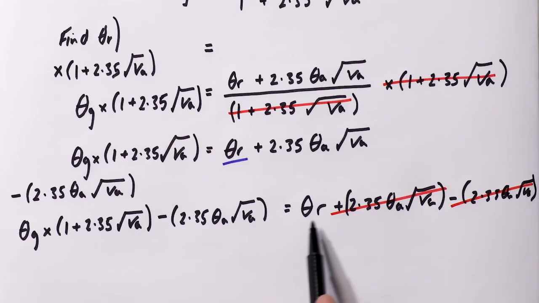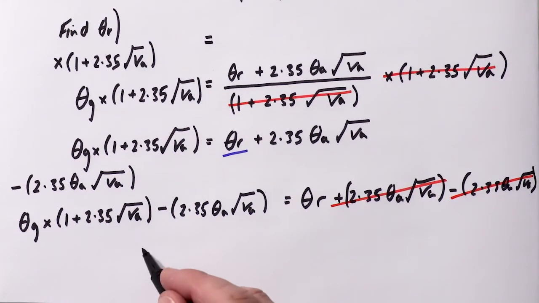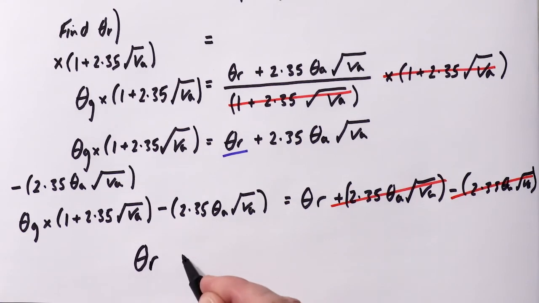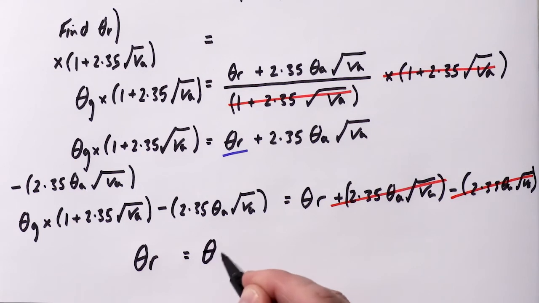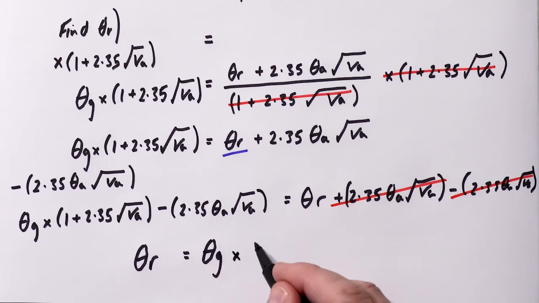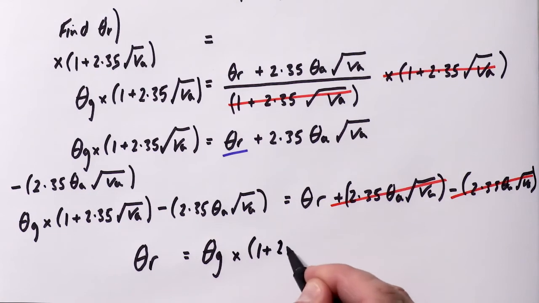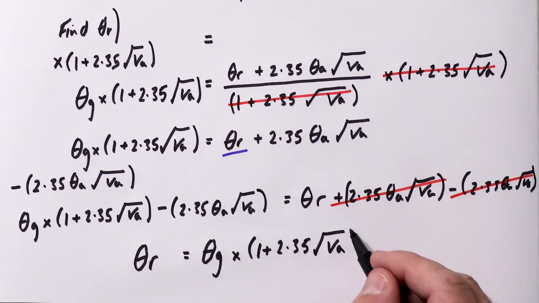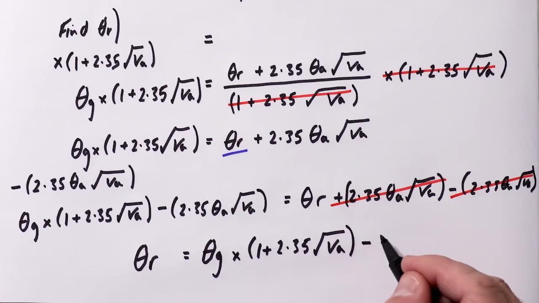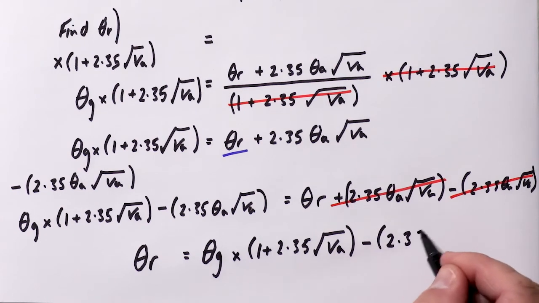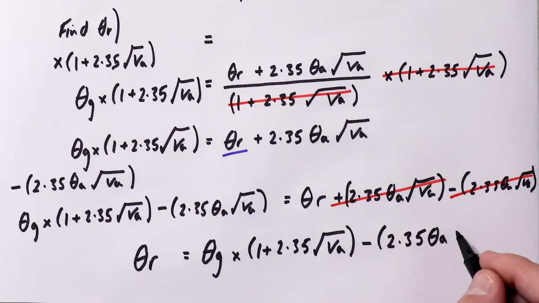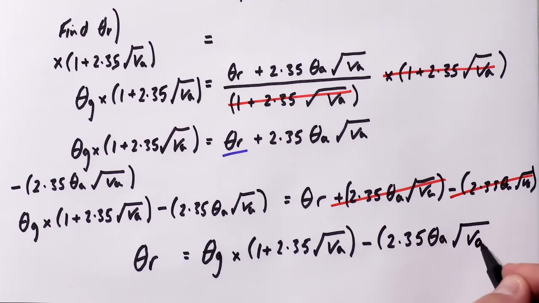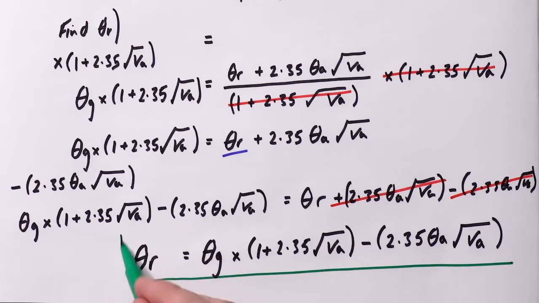So now to rearrange just this section that's left over, you end up with R equals thingy G times plus 2.35 square root of VA minus 2.35 thingy A VA. Closed it. So that was a lot of maths. But what we've ended up with is this equation here.